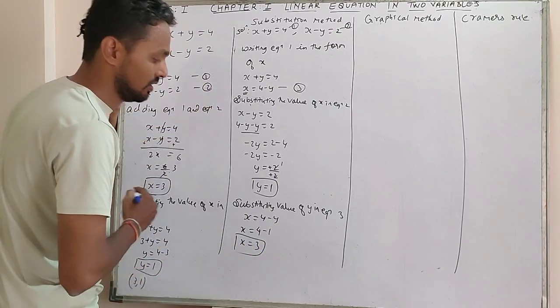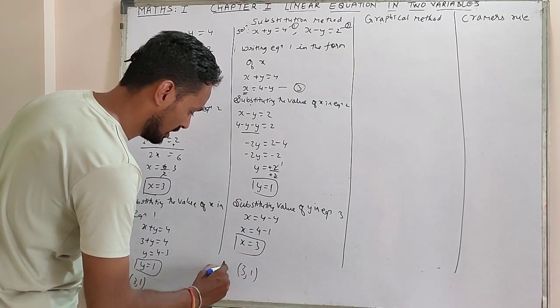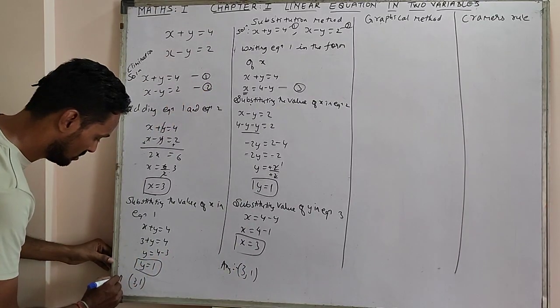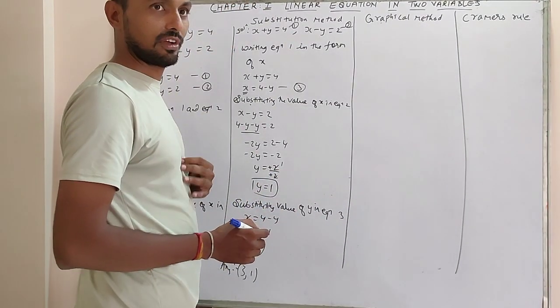So I have got down the value of x and y. Both are the same. So the answer is 3 and 1. I'll write down the answer here. This is also an answer. Now I'll solve these equations in the form of the graphical method.